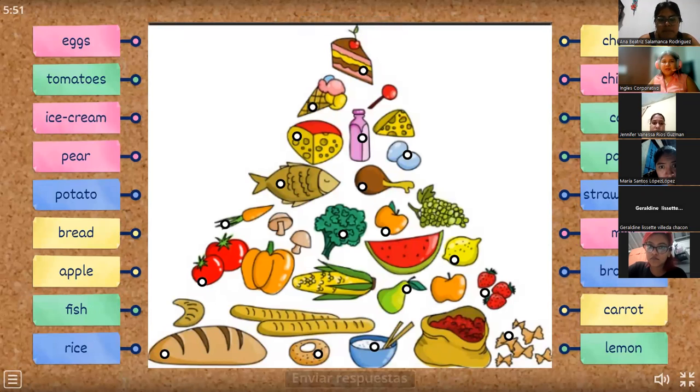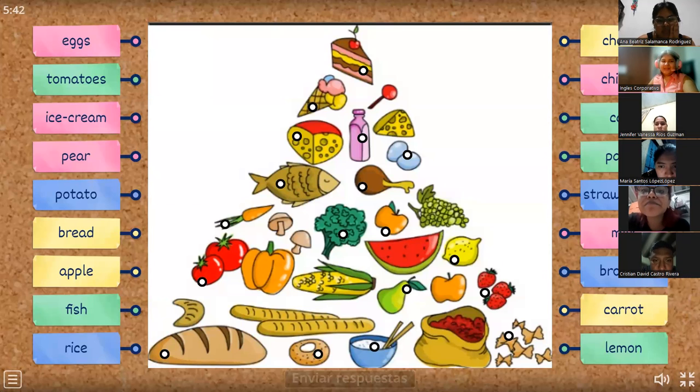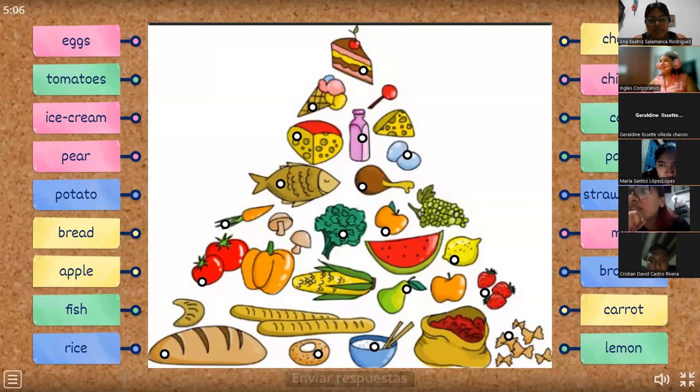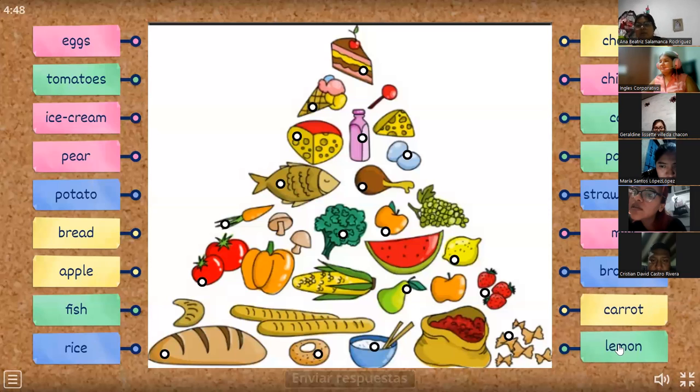Volunteers, I need volunteers. Jenny, do you want to participate? Lo voy a leer, ¿verdad? Please read all of them, yes. Okay. It's tomatoes, ice cream, beer, potato, pear. Okay. Potato, bread, apple, fish, rice. The other side, cheese, pasta, strawberries, broccoli, carrot, and lemon.